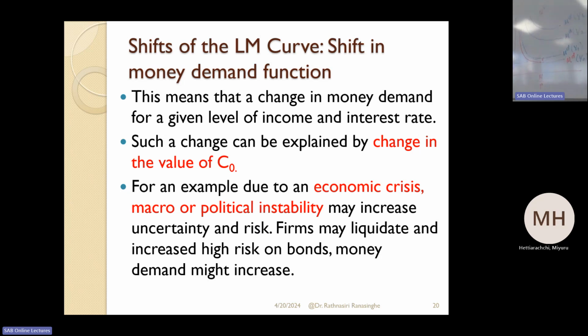Those are the factors other than income and the interest rate that affect money demand. C naught means other factors. We identify that money demand mainly depends on the income and the interest rate; other factors are explained by the autonomous money demand, C naught. Those are the political factors, economic factors, external factors, crisis situations, macroeconomic imbalance. If there are changes in such factors, what happens? Uncertainty and risk. If there is macroeconomic instability, that increases the uncertainty and the risk.